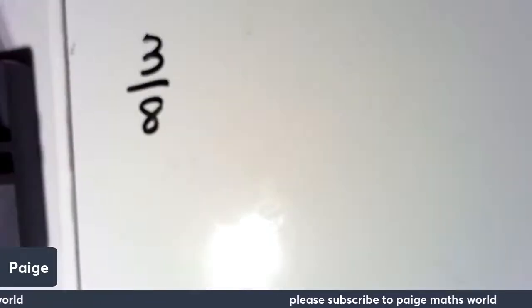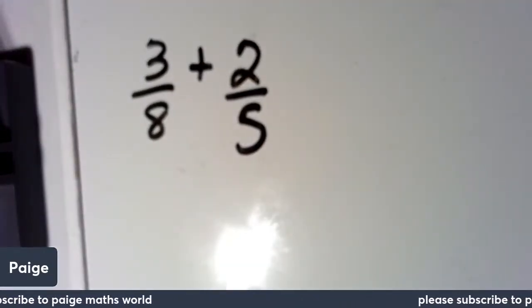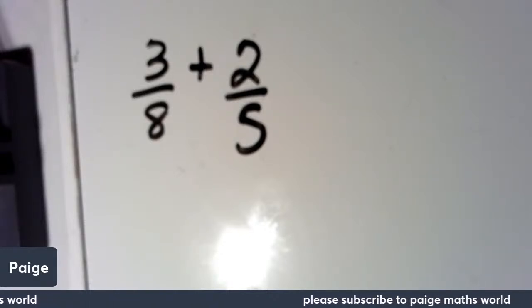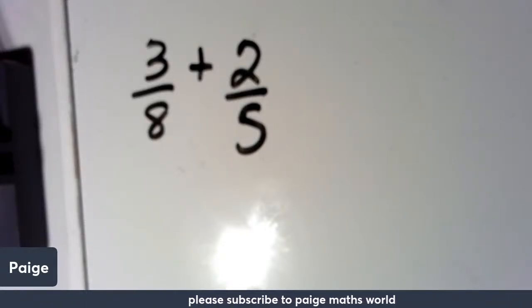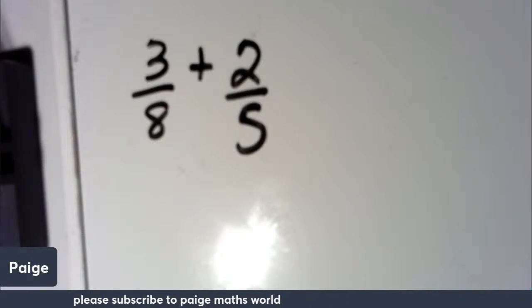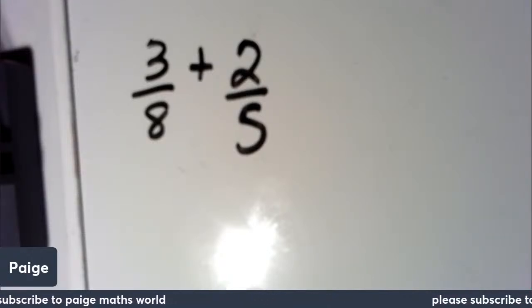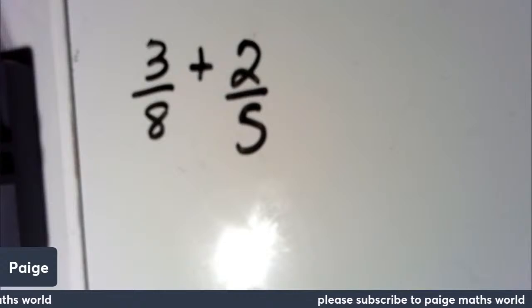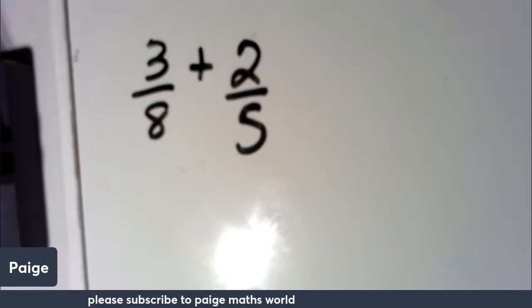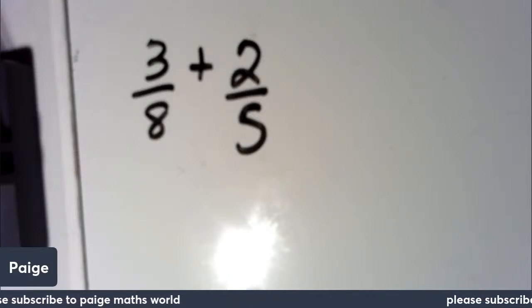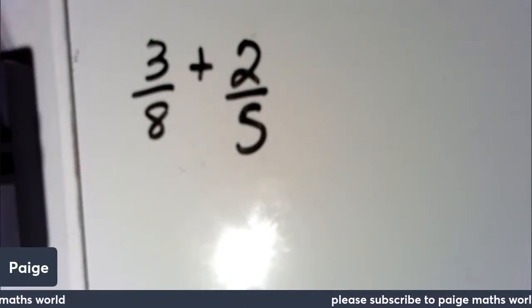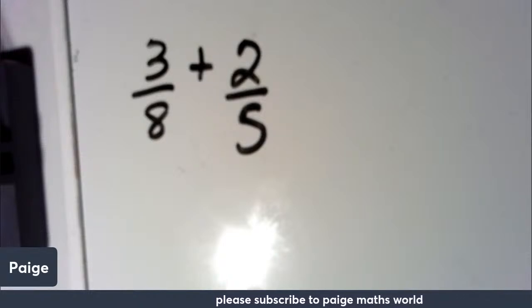We're going to try another one with different denominators. So let us look at 3/8 plus, say, 2/5. So let us see what you guys do with this one. So 3/8 plus 2/5. Remember, we have to find the LCM, the lowest common multiple. Come on, Raymond. The lowest common multiple between 8 and 5.